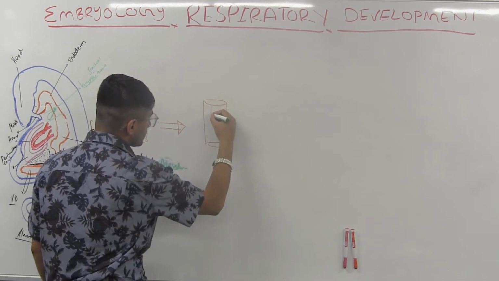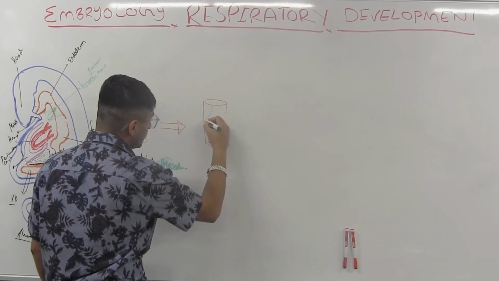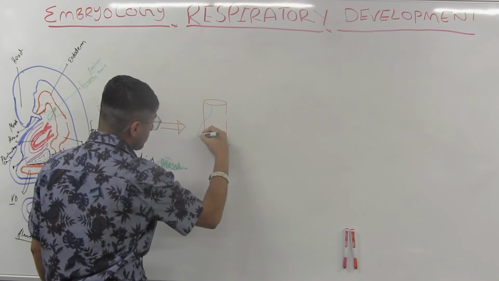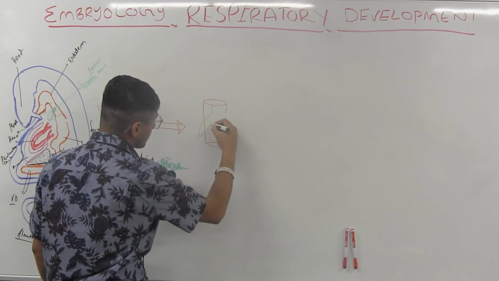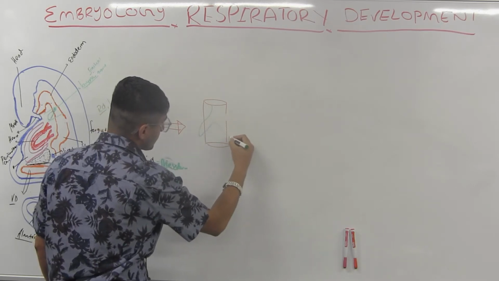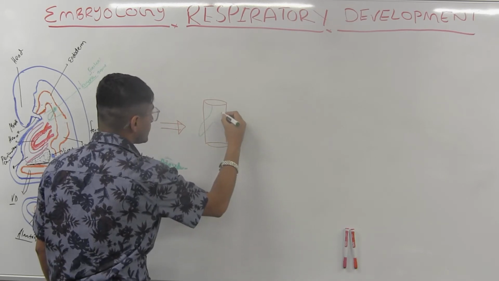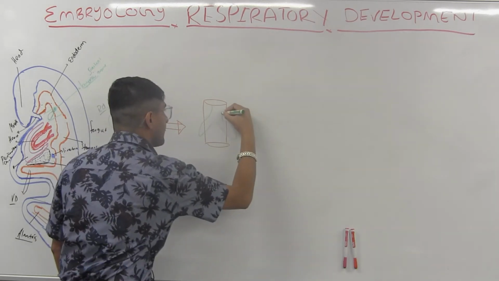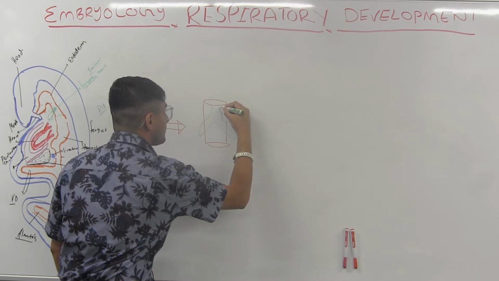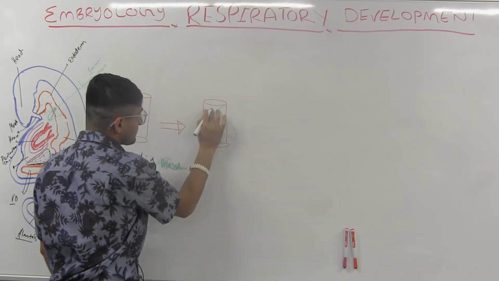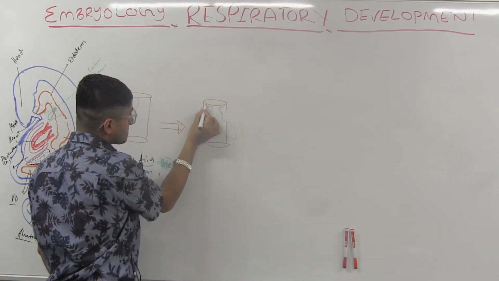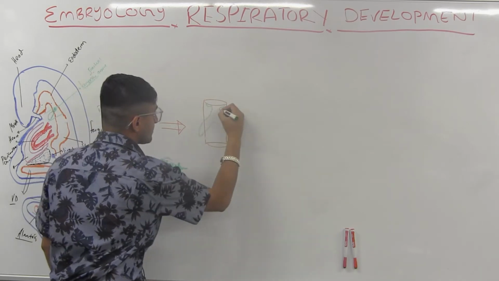And then as it grows, it's going to start dividing into a couple of things, like this. It grows like that, and as it grows, it also starts forming ridges, like this, okay. So you see that I made ridges right here, okay.